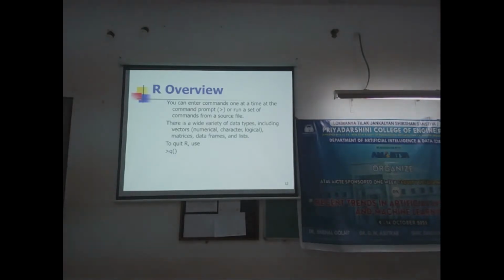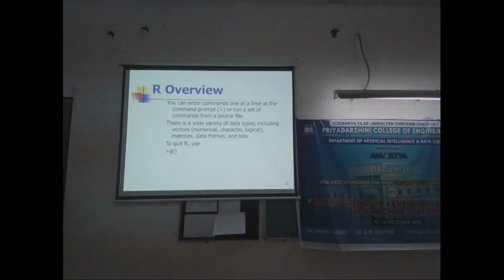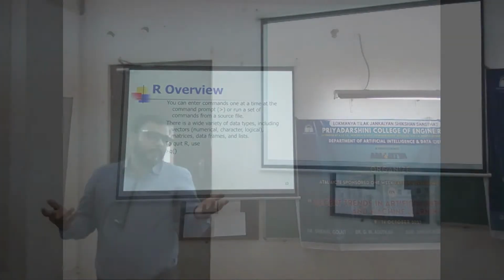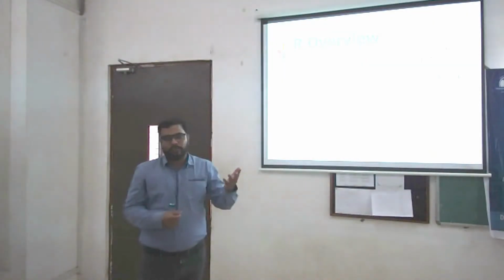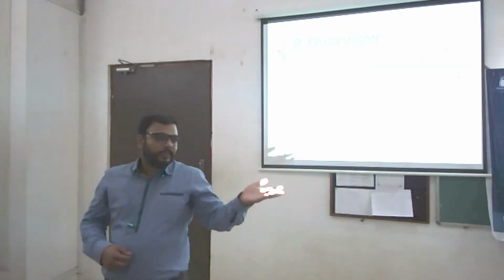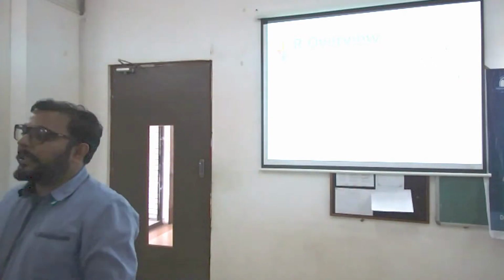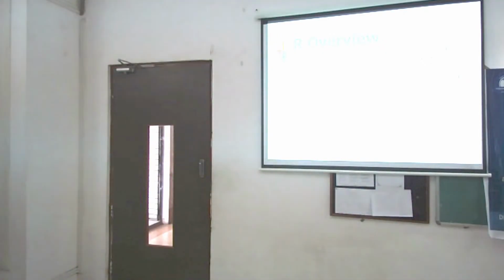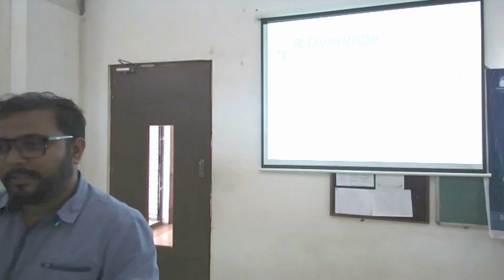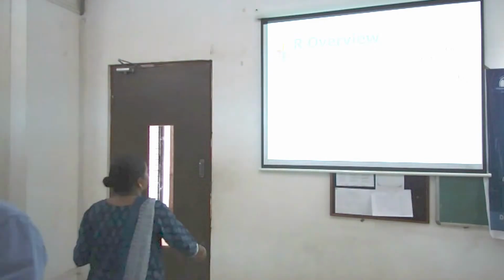Basically, R is a scripting language. What's the difference between a scripting language and other languages, such as an object-oriented language or a structured language? How is a scripting language different? In a scripting language, you can give a number of commands at a time. In fact, we can do that in object-oriented programming languages as well. So how is a scripting language different in terms of structure?